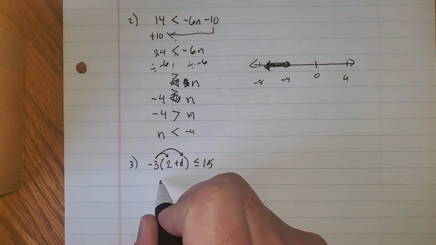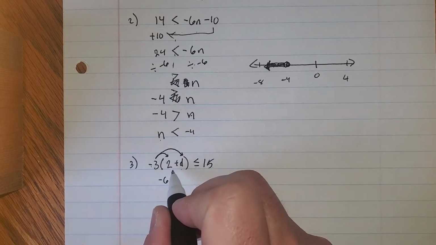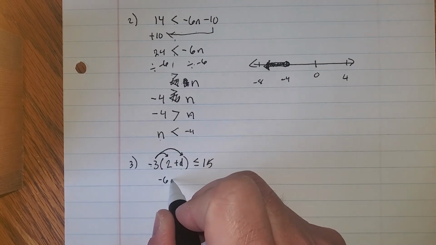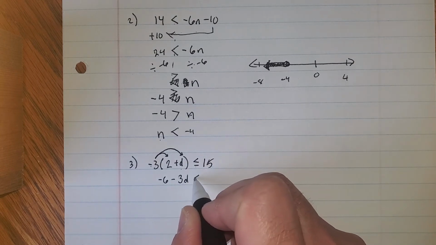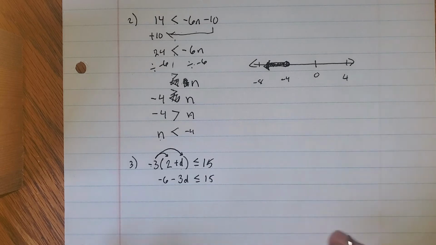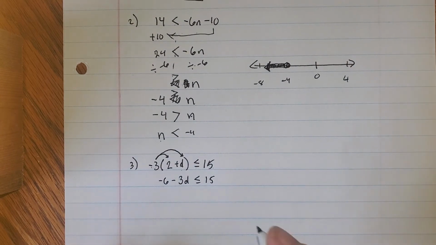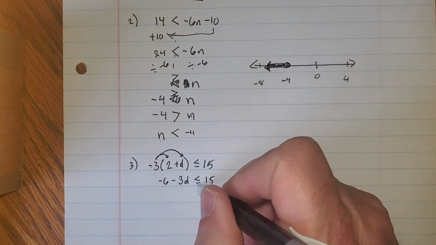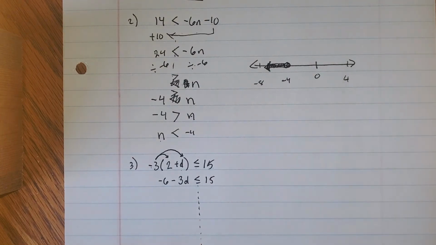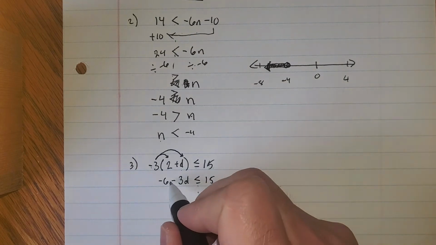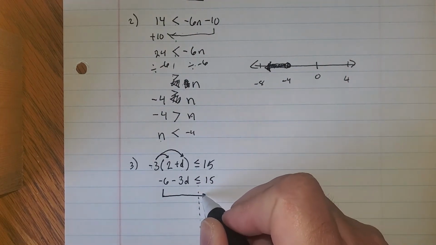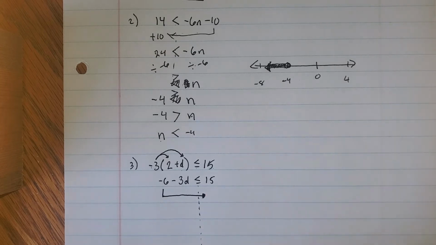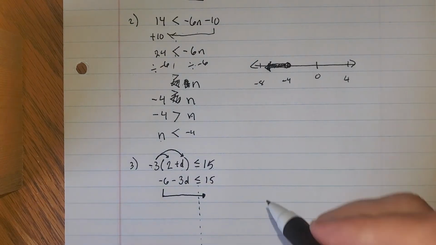So -3 times 2 is -6. Don't forget that it was a -3, and -3 times d is -3d. Now it looks a lot like the problem that we had up at the top, where I'm going to try to isolate that d. So first thing I'm going to do is move the term that doesn't have the variable I'm trying to isolate.